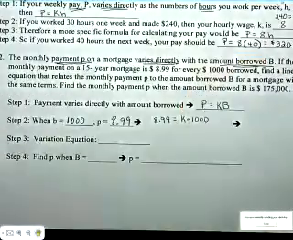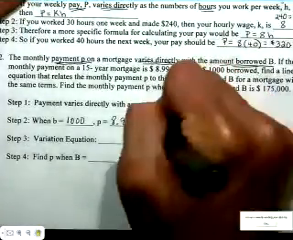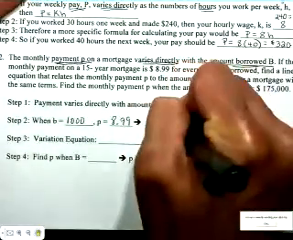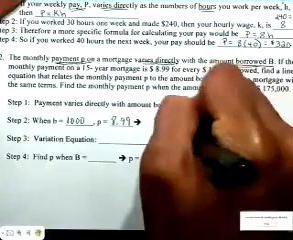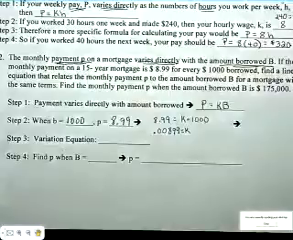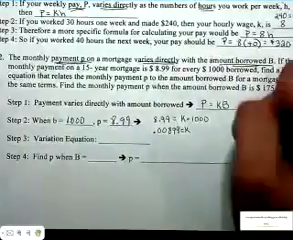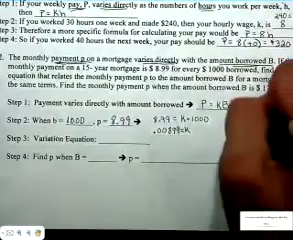Divide both sides by 1,000. And you get K equals 0.00899. Don't know why I wrote that out to the side when I had another arrow. Doesn't matter.